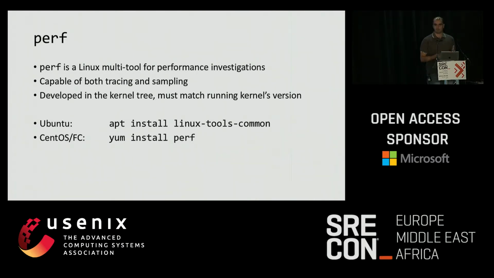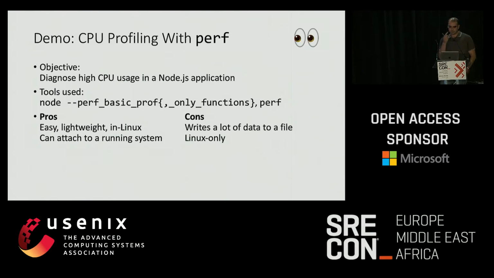So once you have perf installed on your Linux system, you can do CPU profiling with perf as well. Again, our objective is to diagnose high CPU usage. We're just going to do it in a slightly different way. What we get from using perf is that we can attach to a running process, so we don't have to launch our node process with some extra profiling switches. You can just attach to a live system. You can profile native code, and you can profile the kernel code as well. So you get a more comprehensive picture of what your system is doing, not just the node parts, but everything else as well.